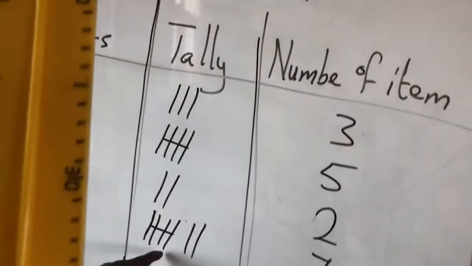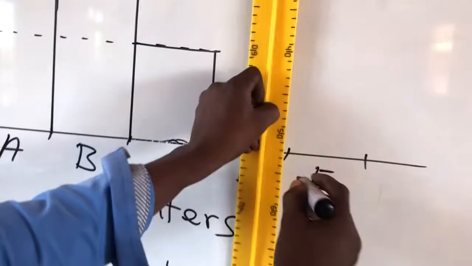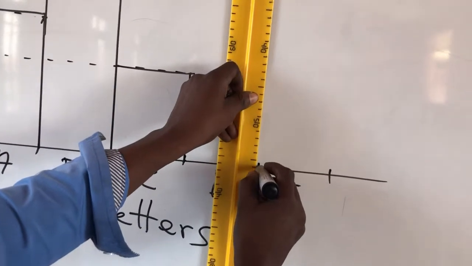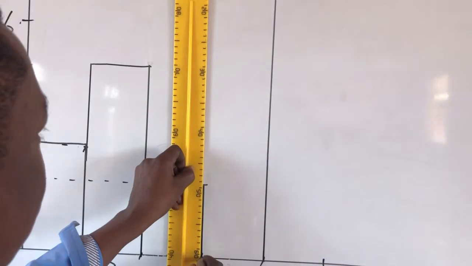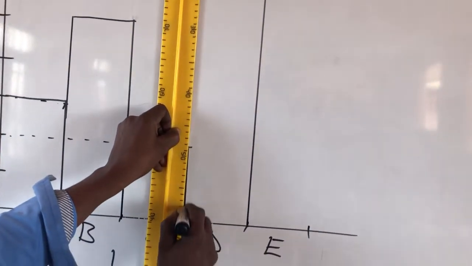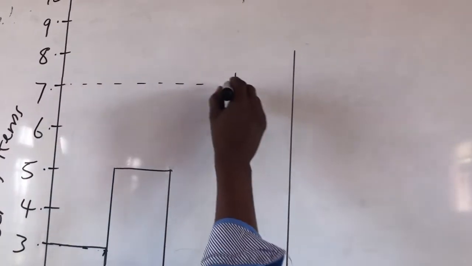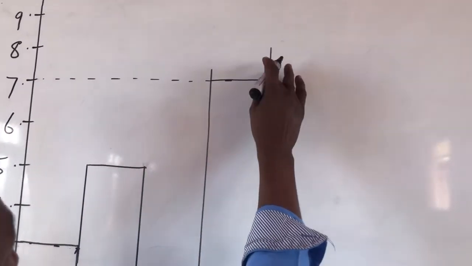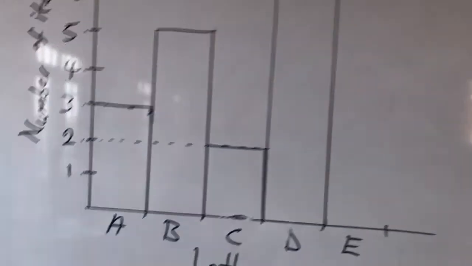So you clean this one, it's more than 5. Then the next one is 7, which is D. My D is 7. So I have to extend my line up. Look at this. Because this one exceeds 2, you have to extend this line as well. Then you trace from here. Have you seen it?